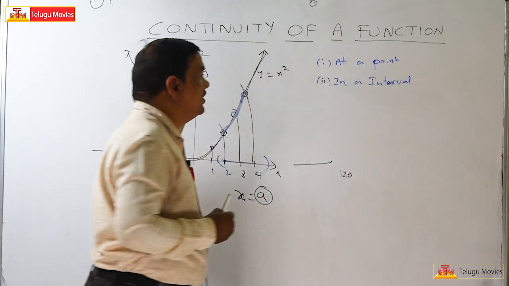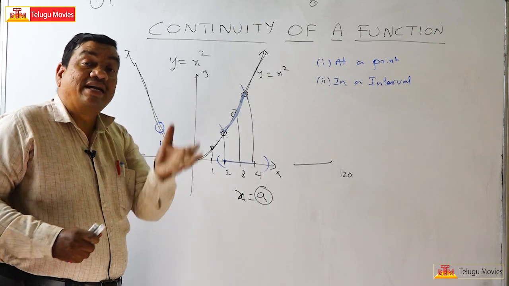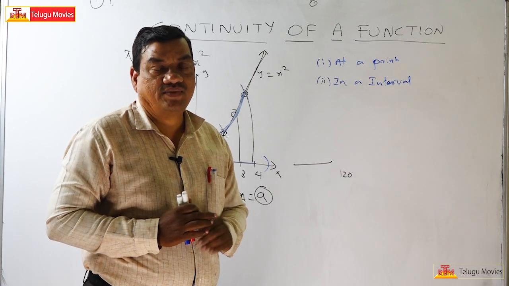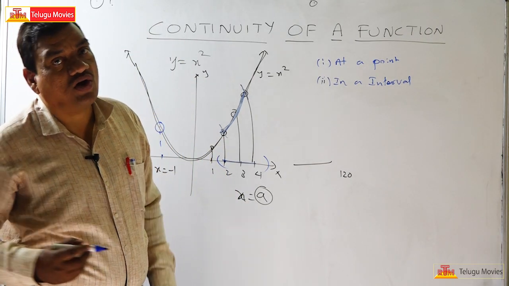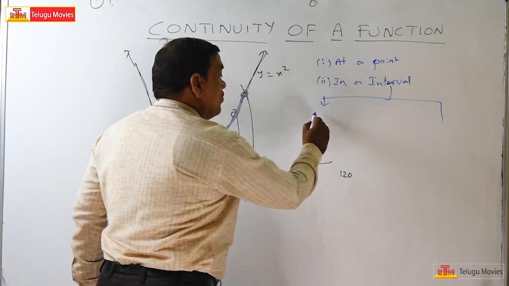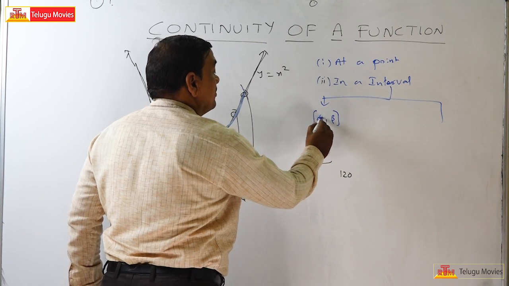Intervals. Continuous at a particular point. The second one is continuous in a particular interval. Interval means again we have four types of intervals. What are the four types of intervals we have? Both are closed, let us call it alpha, beta, otherwise A, B.